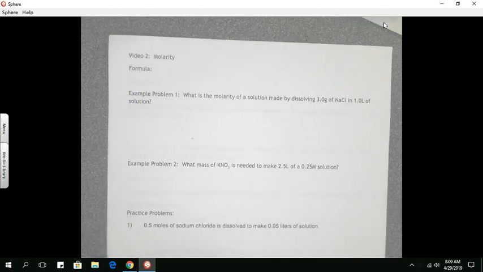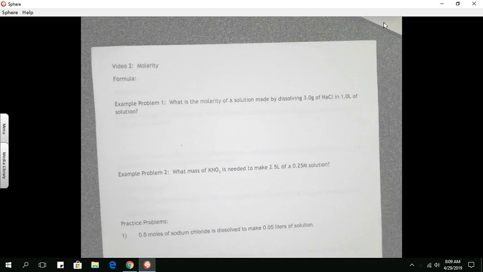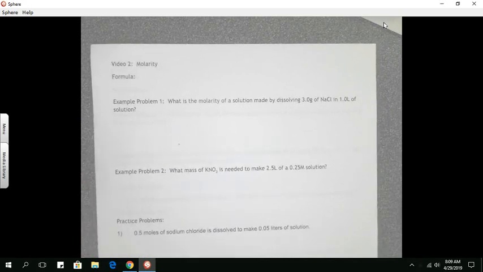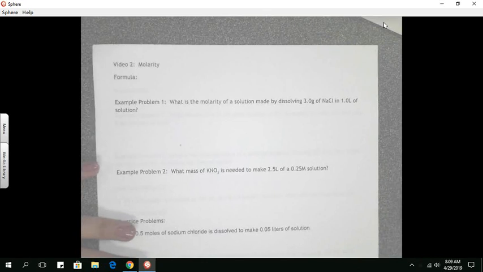Alright, so today we're going to look at a unit of concentration called molarity. Remember, concentration is the amount of solute that can dissolve in some amount of solvent, and that is how we can quantitatively describe it. When we talked about solubility curves, we were qualitatively describing them. So here we're quantitatively describing the concentration of a solution.